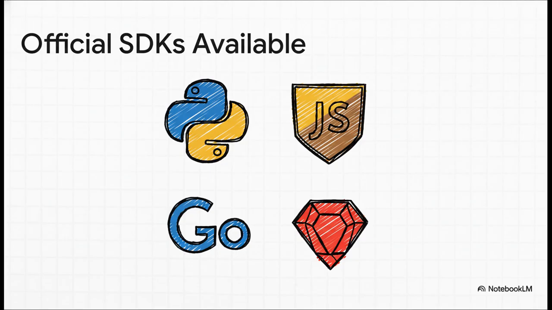Now, of course, making direct API calls is super simple, but if you want to make your life even easier, you can. AgenticFlow has official SDKs for Python, JavaScript, Go, and Ruby. These libraries take care of all the boilerplate stuff, like authentication and formatting requests, so you can just focus on the important part, your actual application logic.